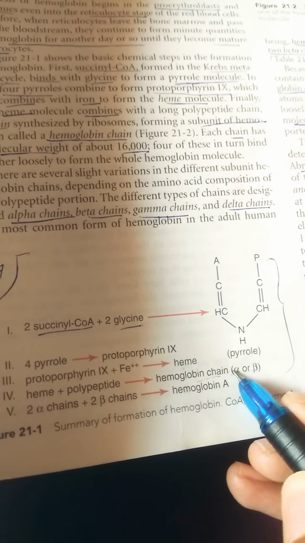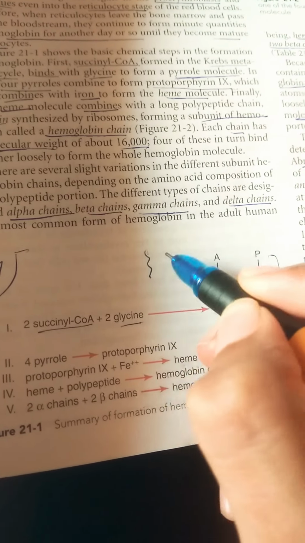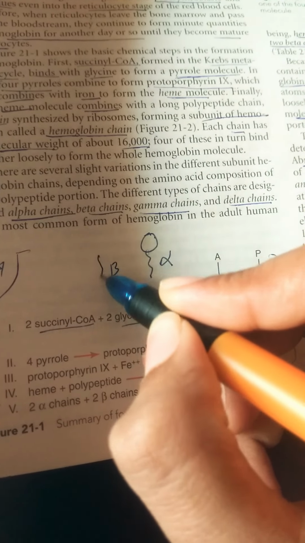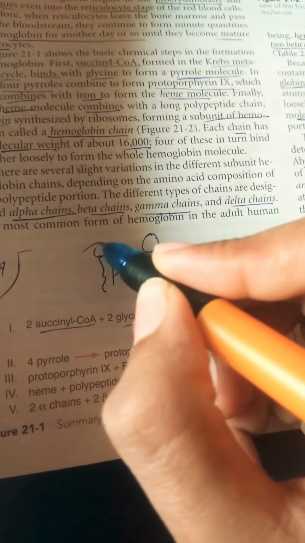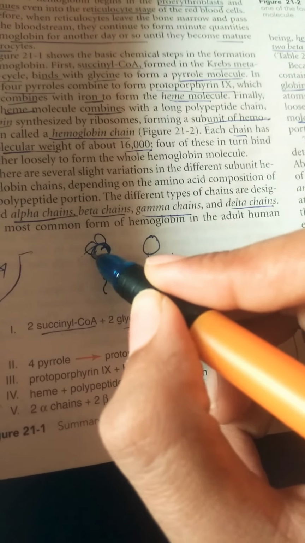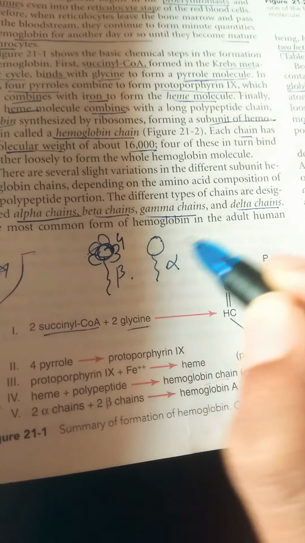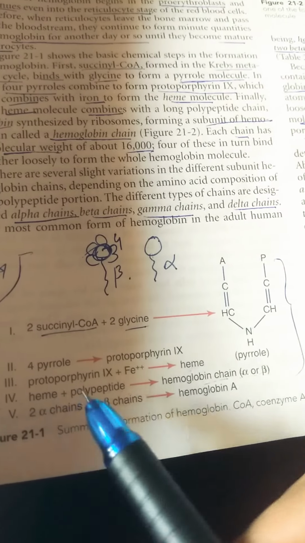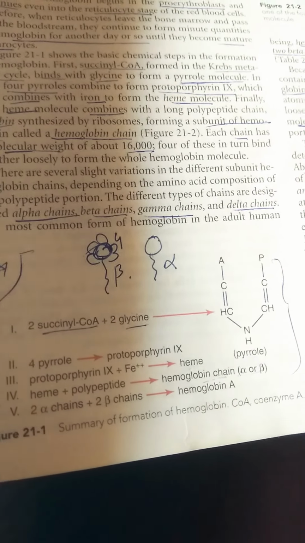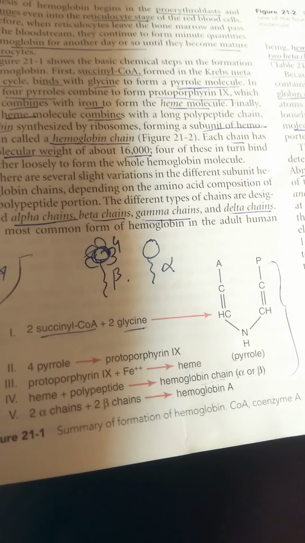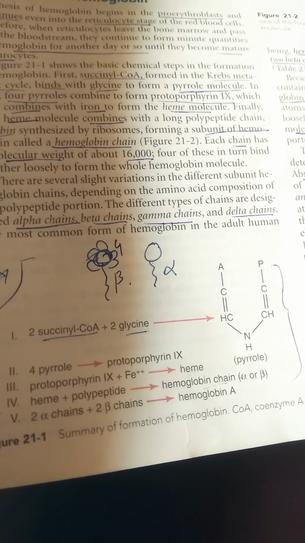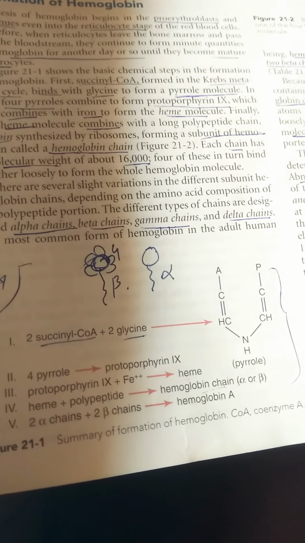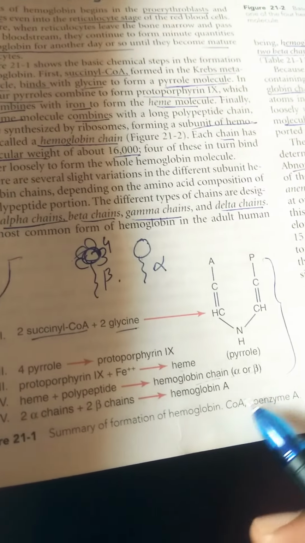The hemoglobin chain may be alpha or beta according to its globin. If its globin is alpha, we say it is alpha hemoglobin. If its chain is beta, we say beta hemoglobin. This flower-like part is made up of 4 pyrrole rings. Just now we have seen all this process. Those 4 pyrrole rings are called protoporphyrin 9. Next, this heme molecule binds with a long polypeptide. Globin is synthesized by ribosomes and forms the subunit of the hemoglobin. So this is called a hemoglobin chain.